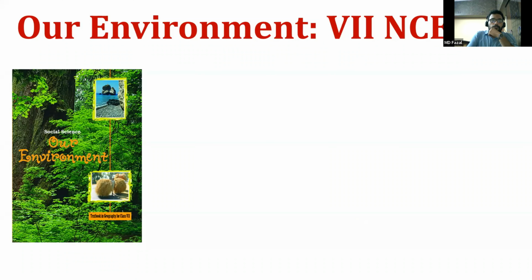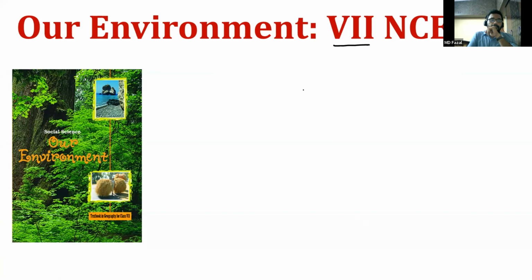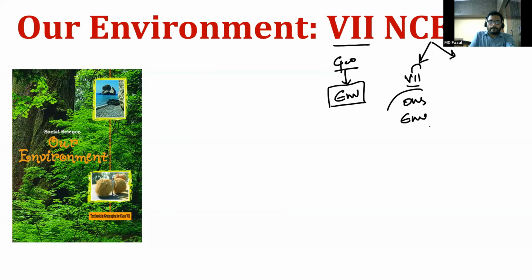First, the most important book, which I can say is the 7th class NCERT book. Basically, this book is part of geography, which comprises much about the environment. For NCERTs, if you talk about environment, two books you have to refer. One is the 7th class NCERT, which is Our Environment, and the other is class 12th biology.